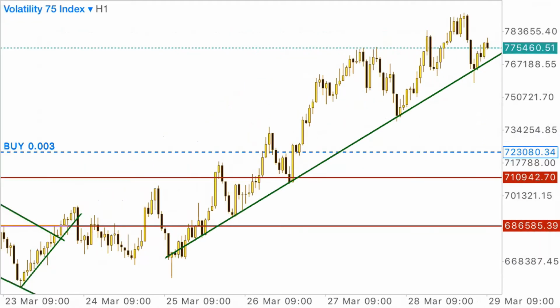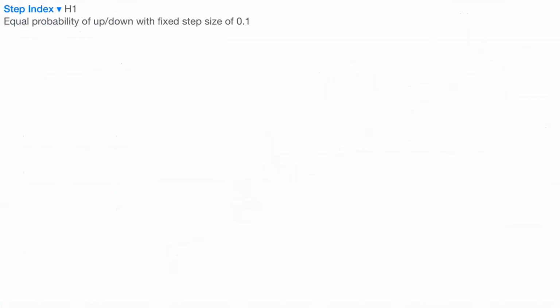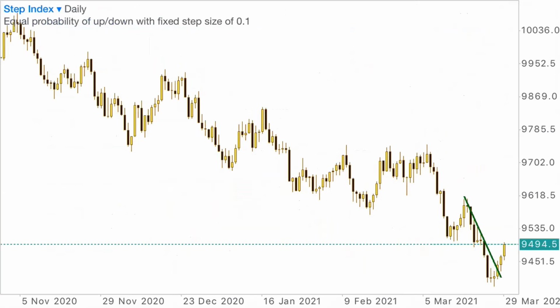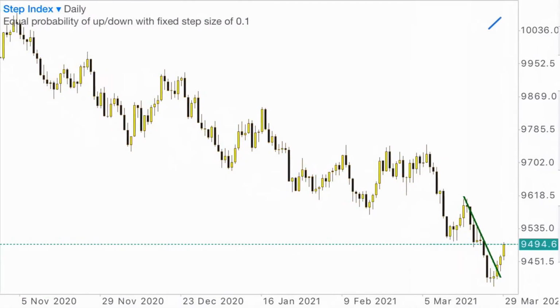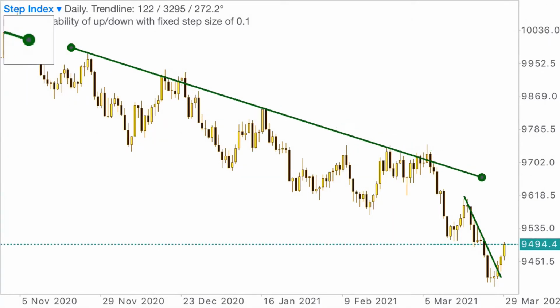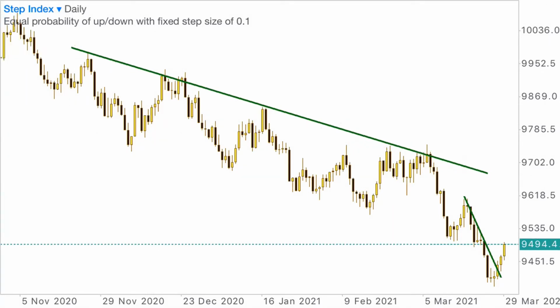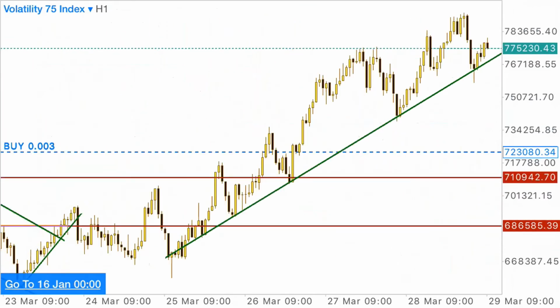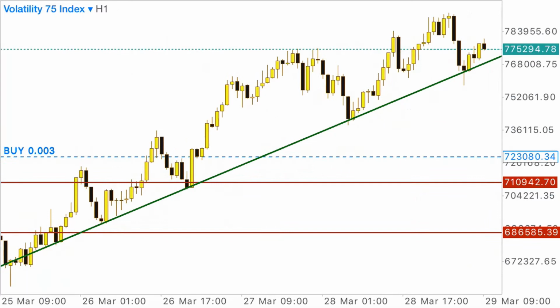So one thing is that it mainly depends on where you see the trend. Sometimes you can see the trend clearly on the daily chart. This is a step index. Sometimes you can see the trend clearly on the daily chart, and then you trade the daily chart. Sometimes you can see the trend on the weekly. Sometimes you can see it on the 15-minute. So it just depends on where the trend is clear. So right now, doing the H1. So this is my trend.